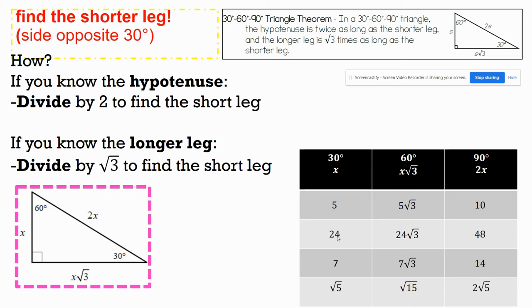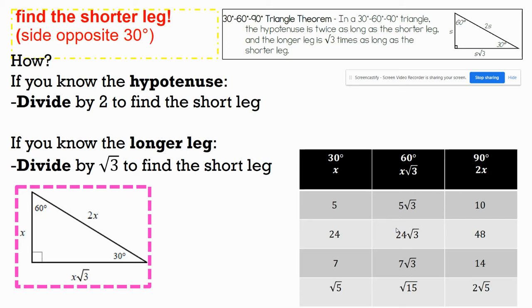If the short leg was 24, the long leg would be 24 times the square root of 3, and the hypotenuse is double the short leg. So it'd be 48. If the short leg was 7, the long leg would be 7 times the square root of 3, and the hypotenuse is double the short leg. So 7 times 2, it would be 14. Do you see the patterns? Once you practice it, you pick it up very quickly.